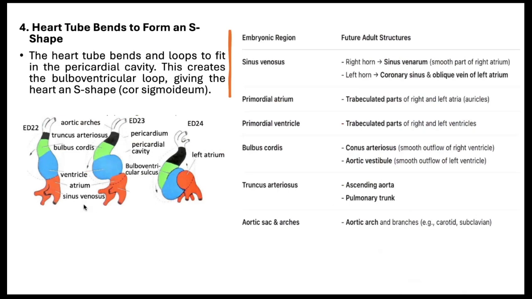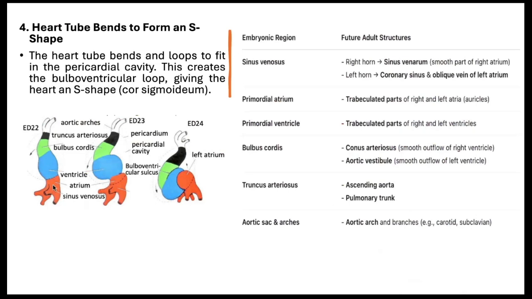You can see that there's a bunch of structures present here, but I will explain them to you on this table on this side. First one being the sinus venosus. You can see this end part, only this bottom part, which has two things branching off. There is a right one and a left one. The right horn, which you can see on this side, is going to give rise to the smooth part of the right atrium. And the left horn on this side gives rise to the coronary sinus. Then we have the primordial atrium, which is this area right above the sinus venosus.